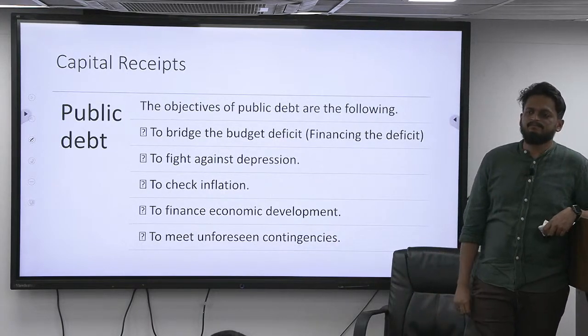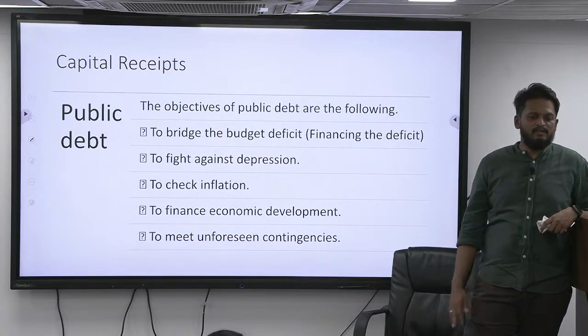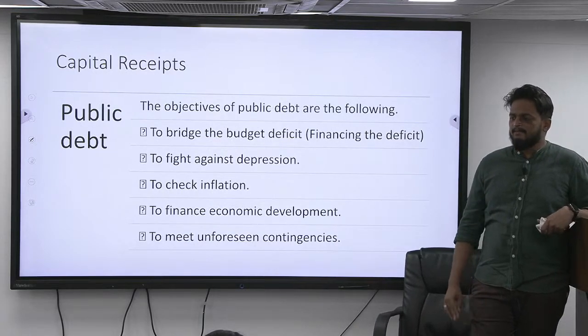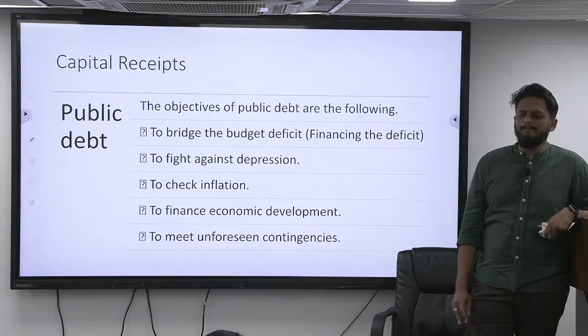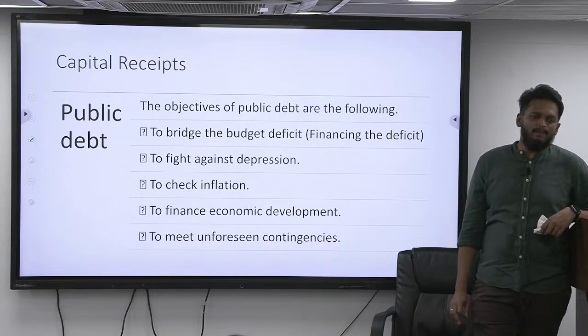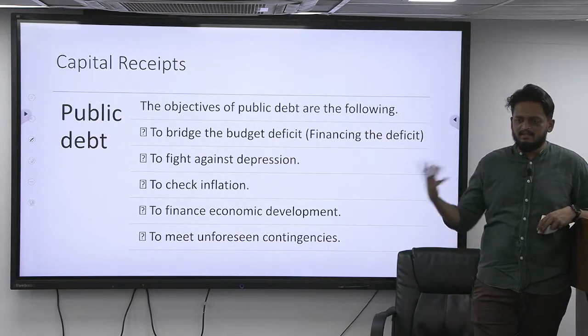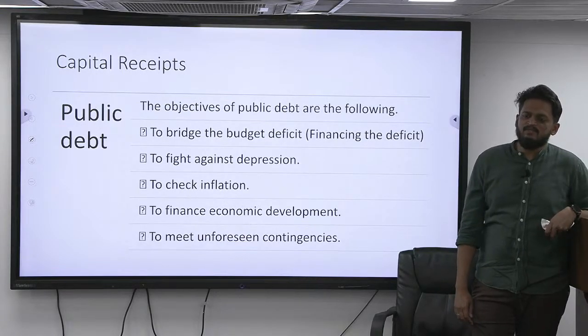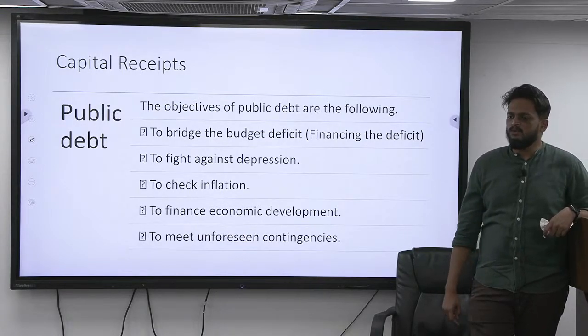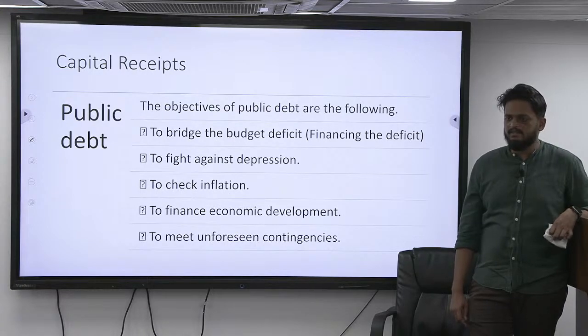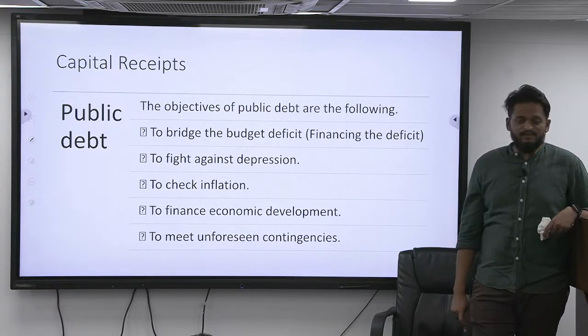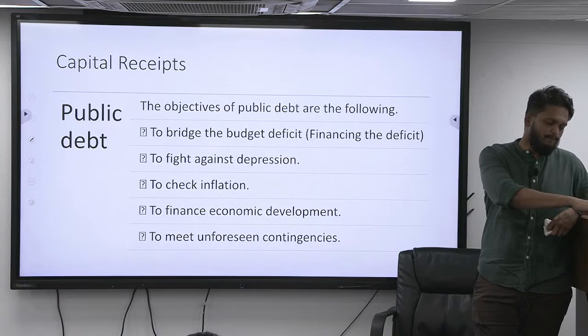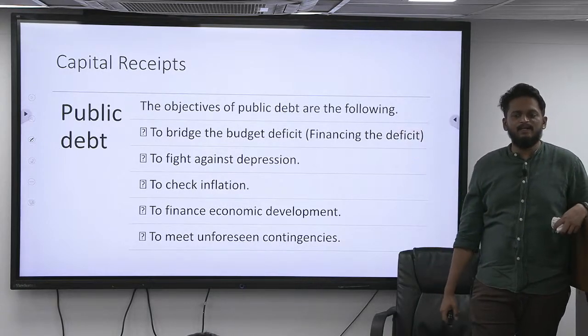Investment means what? Buying some assets so that you get returns. Opposite of investment is disinvestment. If the government sells some assets, that is what we call disinvestment. Disinvestment also we will see in detail. Along with that, public debt is also a capital receipt.